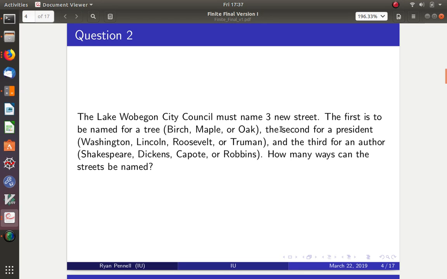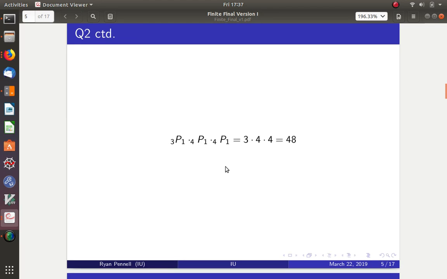Okay, well the answer is really, really easy. There's 3 choices here, there's 4 choices here, there's 4 choices here. It's just as easy as 3 times 4 times 4. That's 12 times 4, which is 48.